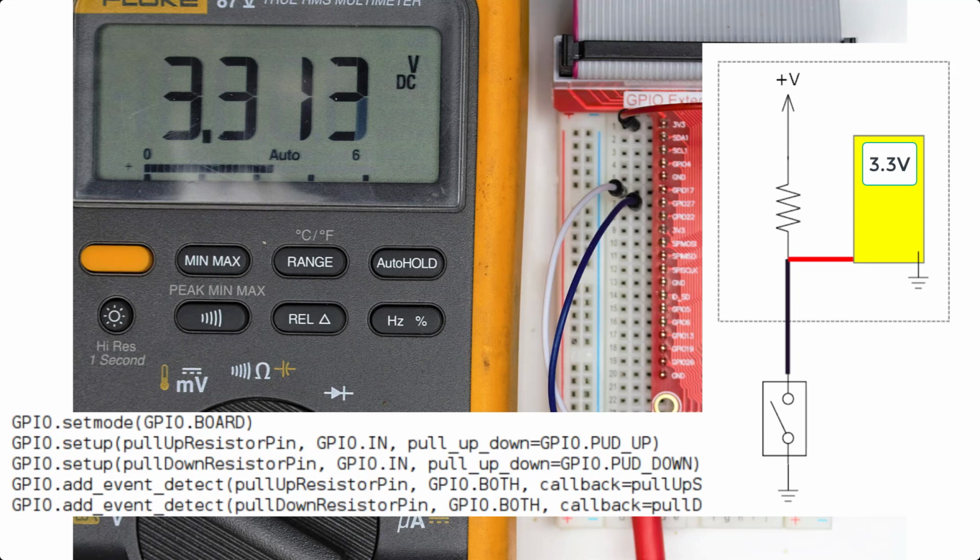The reason we get 3.3 volts is the circuit is not complete. I have an open in the circuit because of the switch, so current is not flowing through the circuit. When current is not flowing through the circuit, a voltage drop does not occur at the resistor, so we remain with a voltage value of 3.3 volts.